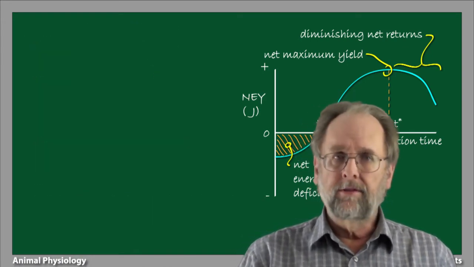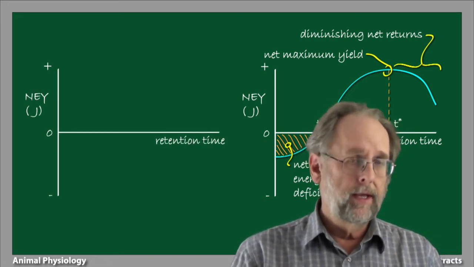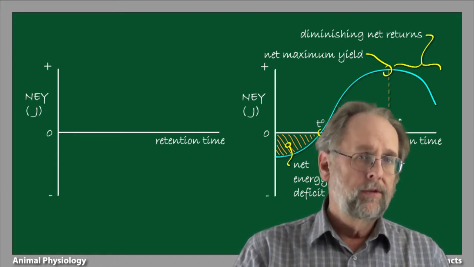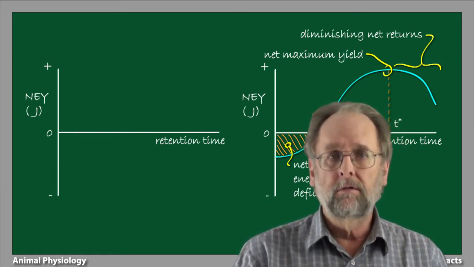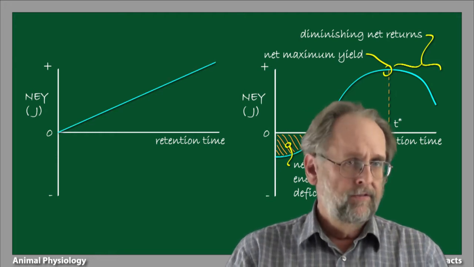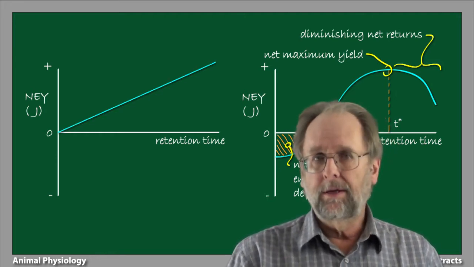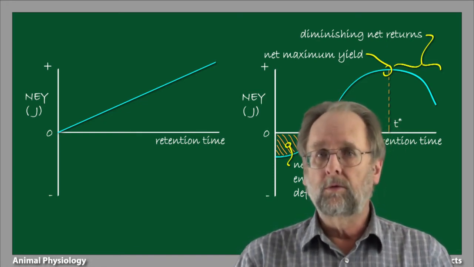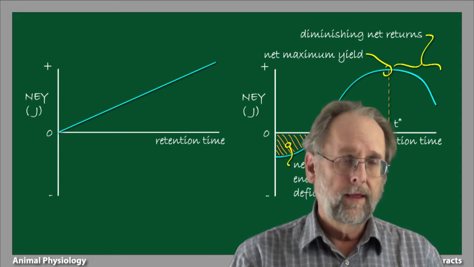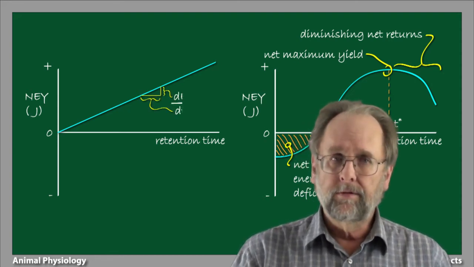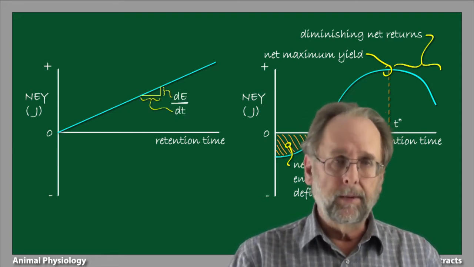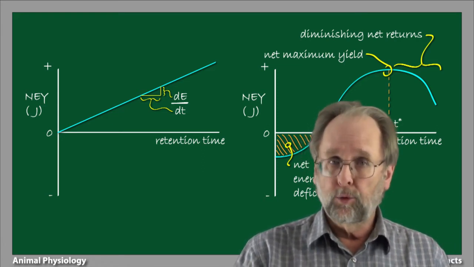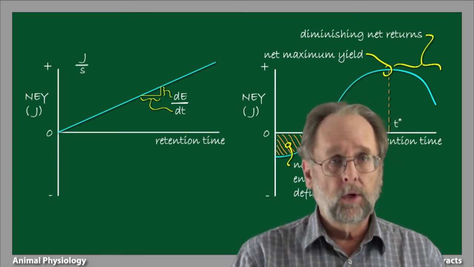Let's start with our graph of net energy yield versus retention time and ask a general question. Suppose, from the time of ingestion, that there is an average energy yield curve that looks something like this. For the sake of our argument, let's just pretend that this is a straight line. That is, the longer the retention time, the greater will be the net energy yield. This curve has a slope of differential of energy over the differential of time. In other words, the slope represents an energy gain rate, which will have units of joules per second or watts.